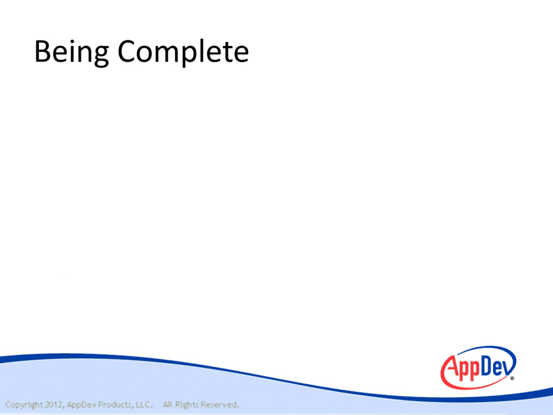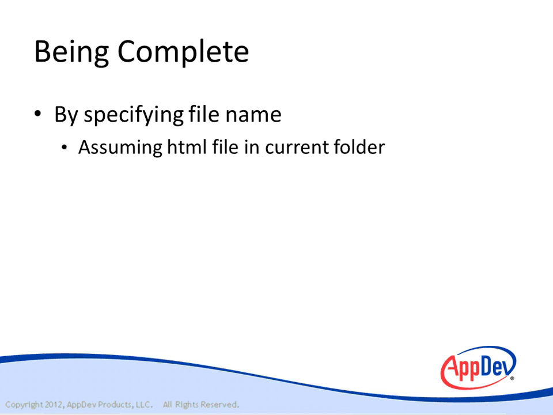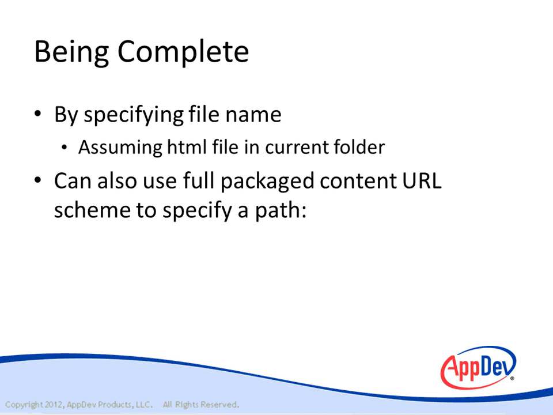You do have options when specifying a path name. You can specify just the file name, assuming that the HTML file is in the current folder. Or you can also use a full packaged content URL scheme to specify a path. The ms-appx:/ URL scheme allows you to indicate that you're looking within a different package, given a package name, for a specific file path. Notice the 2 slashes in front of the package name and the 1 slash in front of the file path.